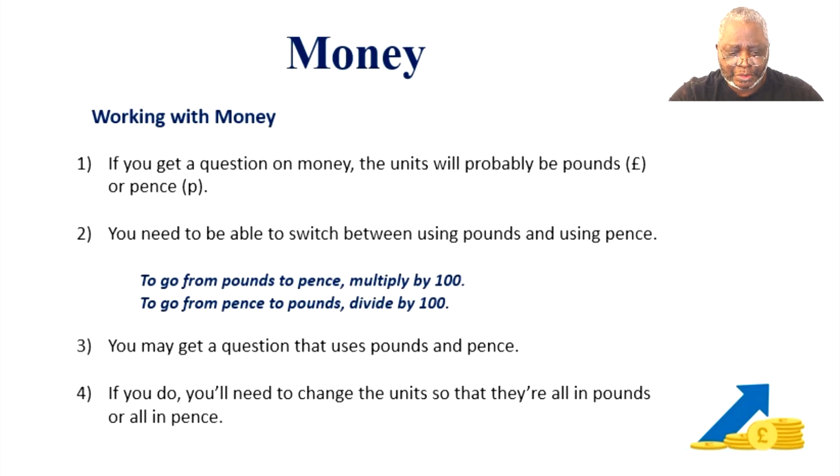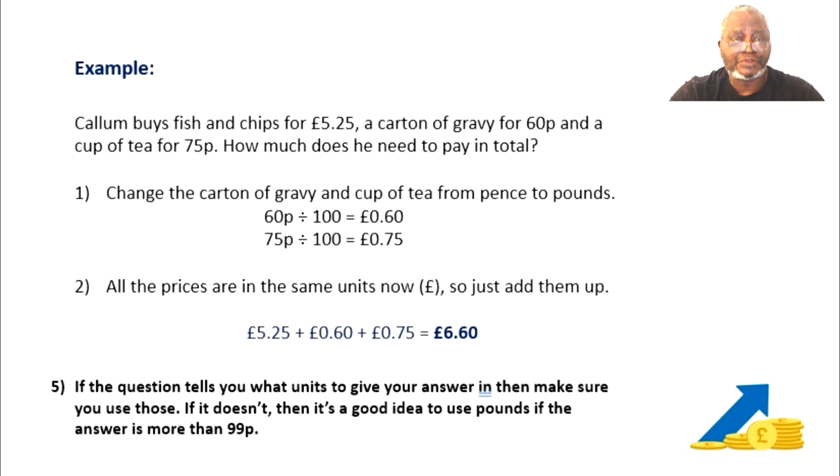You may get a question that uses pounds and pence. If you do, you need to change the units so that they're all in pounds or all in pence. I think I remember telling you that during the level 1 course. Let's look at an example. Callum buys fish and chips for £5.25 and a carton of gravy for 60p and a cup of tea for 75p. How much does he need to pay in total?